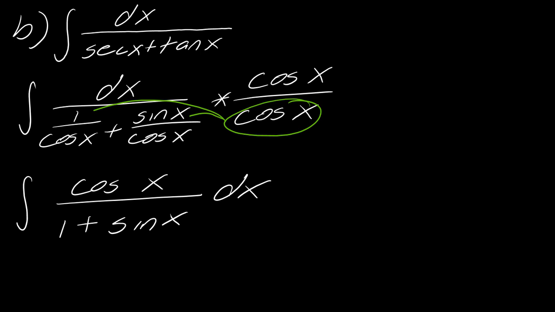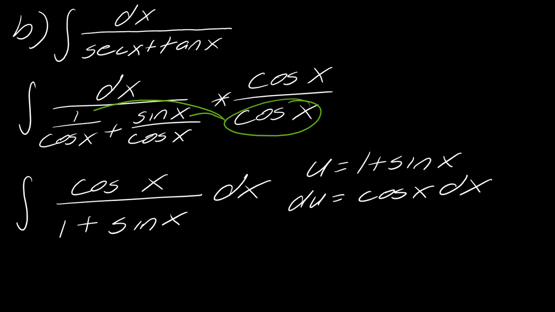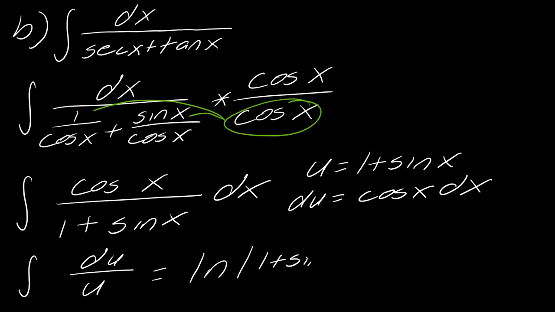Now I have to think about what to do from here. In this case, I can pretty easily use substitution. I'm going to set u equal to 1 plus sine x, and then du is going to be cosine x dx. Look at how nicely that all substitutes out. This turns into du over u, which will ultimately equal the natural log of u, or the natural log of 1 plus sine x, plus c. So there you go.